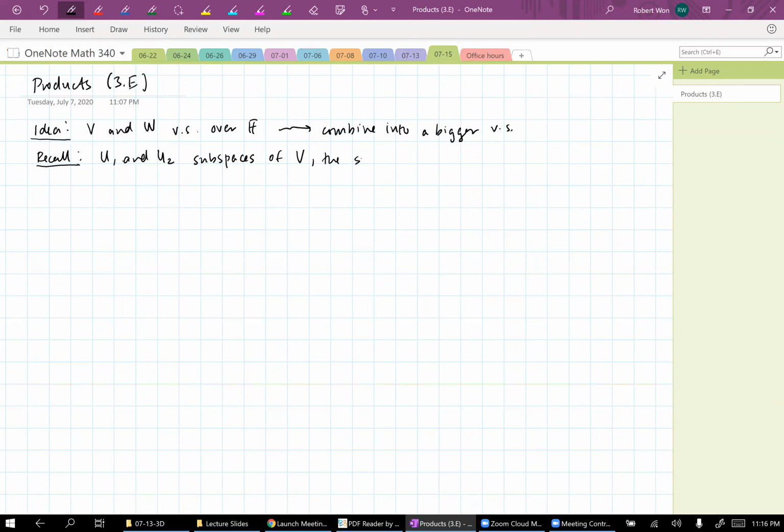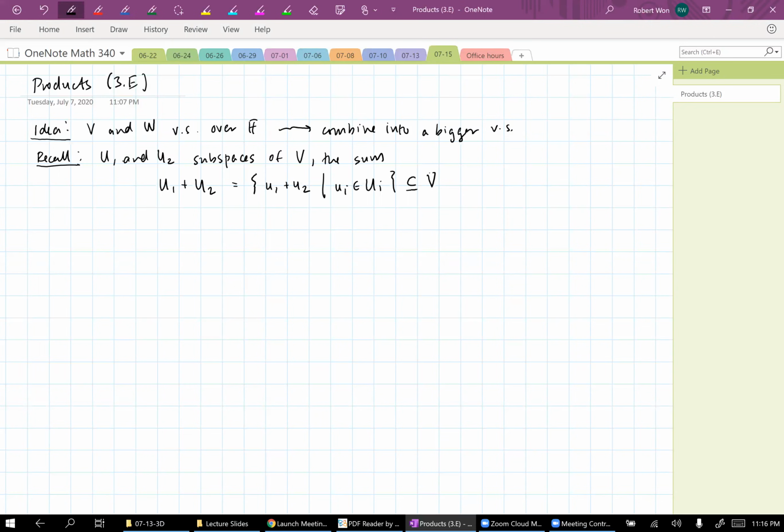So the sum, this was the set of all vectors like this, the sum of something in U1 and something in U2. And this thing was a subspace of V. So this sum is a bigger vector subspace of V than U1 and U2, in that it contained all of U1 and all of U2.